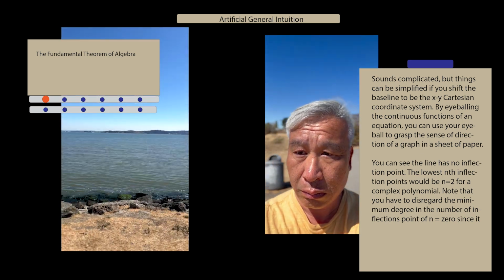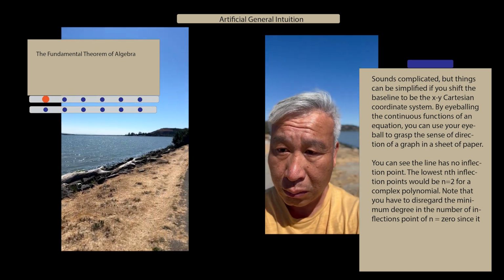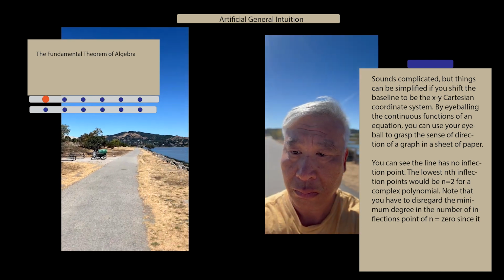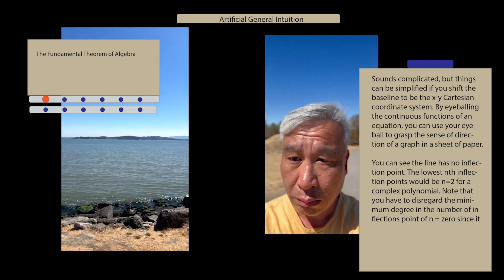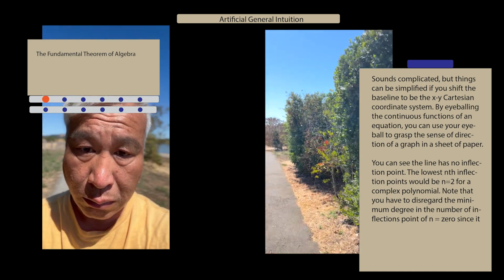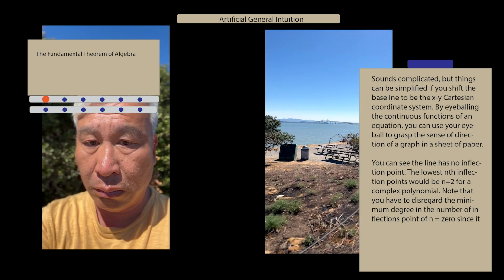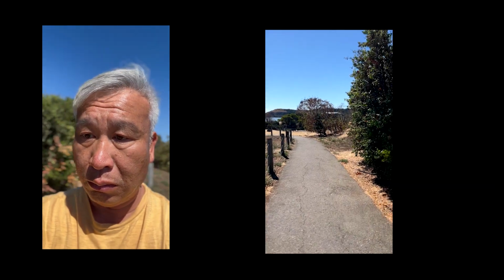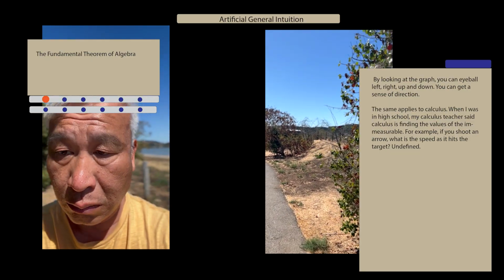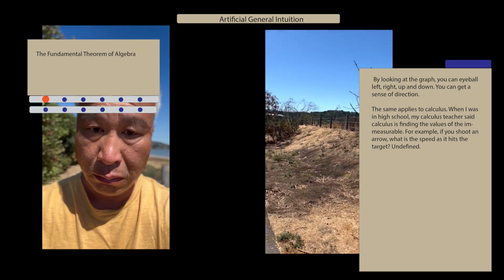Note that you have to disregard the minimum degree in the number of inflection points of n equals 0 since it's a straight line. This special case has no inflection point or infinite inflection points, hence it is undefined. On a graph, you can eyeball left, right, up, and down. You can get a sense of direction.